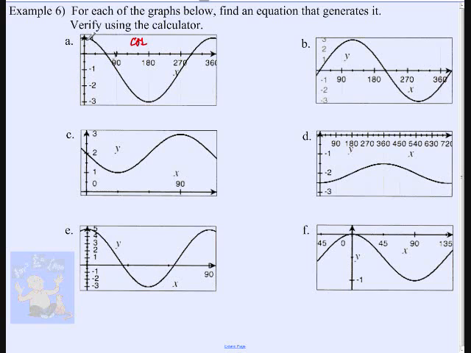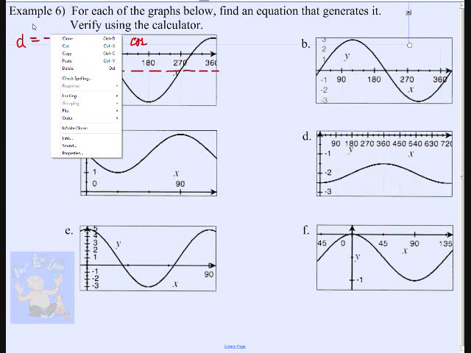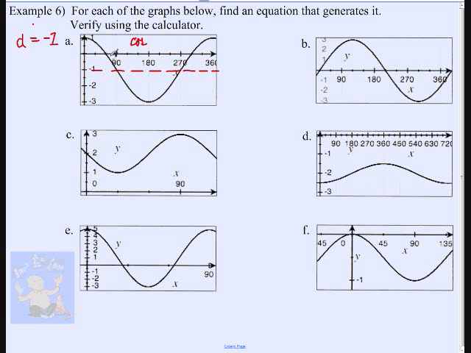And where's the central axis? We're moving between a positive 1 and a negative 3. If I move up 2, I get to negative 1. If I move down 2, I get to negative 1. So this is the central axis for this curve. The central axis represents my D, doesn't it? So it was shifted down 1. Ordinarily, my parent graph would have been right here. This one was shifted down 1.